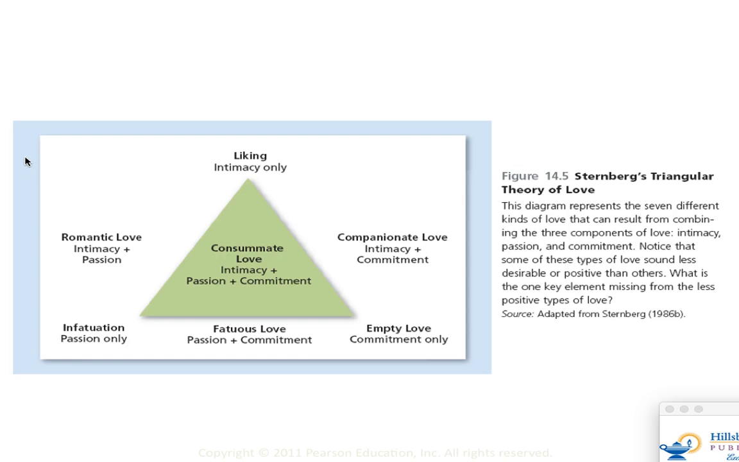Okay, so he has 4 major concepts of love. First one is companionate love. Companionate love is intimacy versus commitment. Now, intimacy is not sex. Intimacy is being who you are and not being ashamed of it.